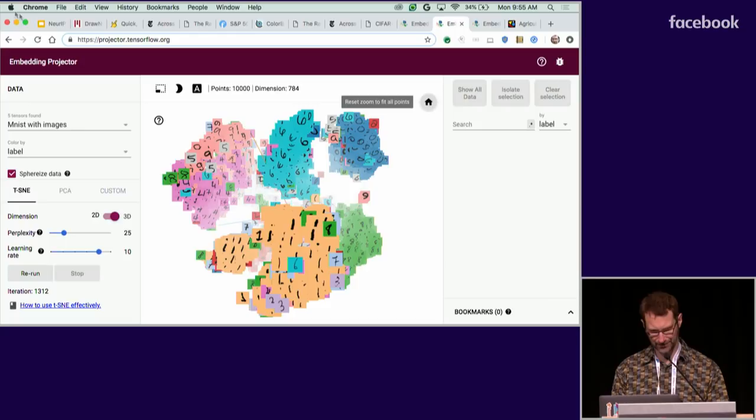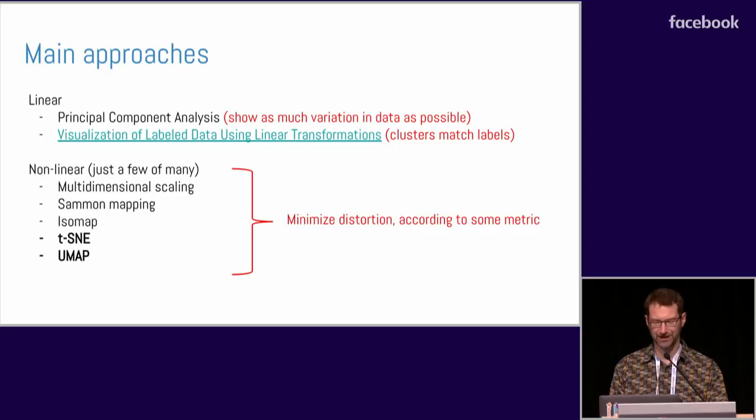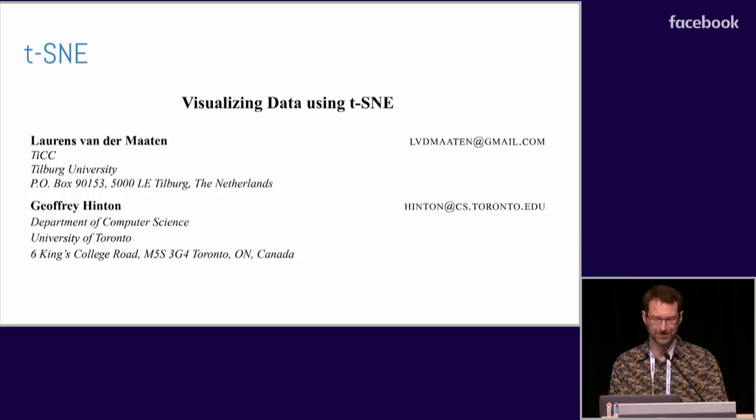Okay, the trouble is that, as I said, you can't really get a faithful projection down. And so there's a lot of trickiness. Let's analyze that trickiness. So let's start with T-SNE. This is our main example.